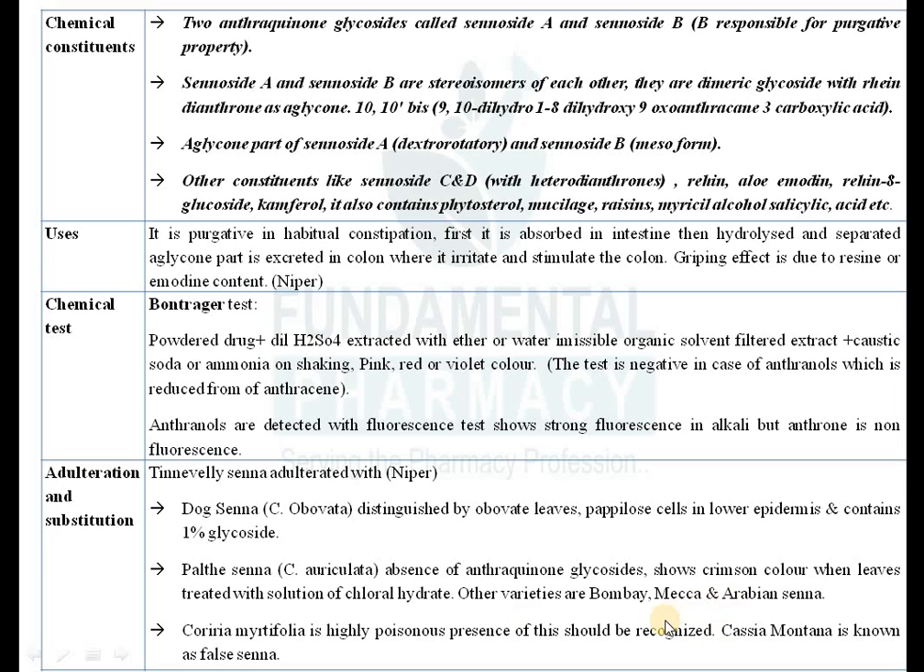Then again there are different varieties which can be used as adulterant, like Bombay senna, Mecca senna, then Arabian senna. Then again there is one more plant known as Coriaria myrtifolia. It is a highly poisonous plant, and its presence in your original drug should be recognized.